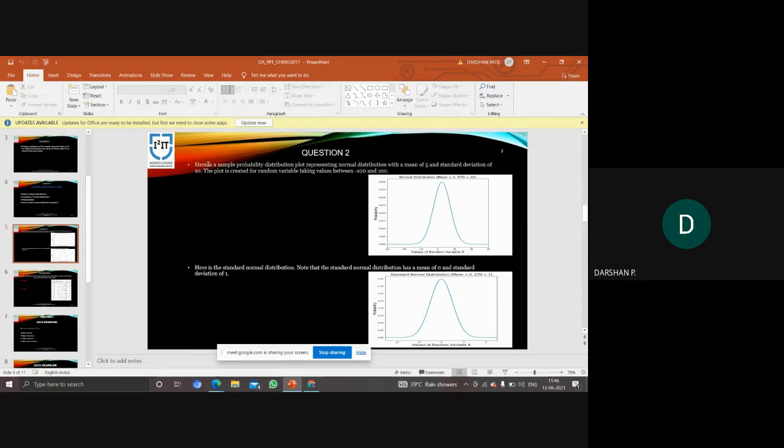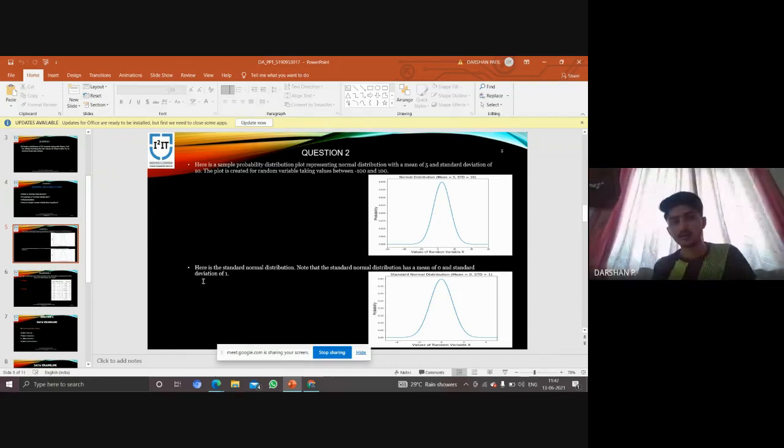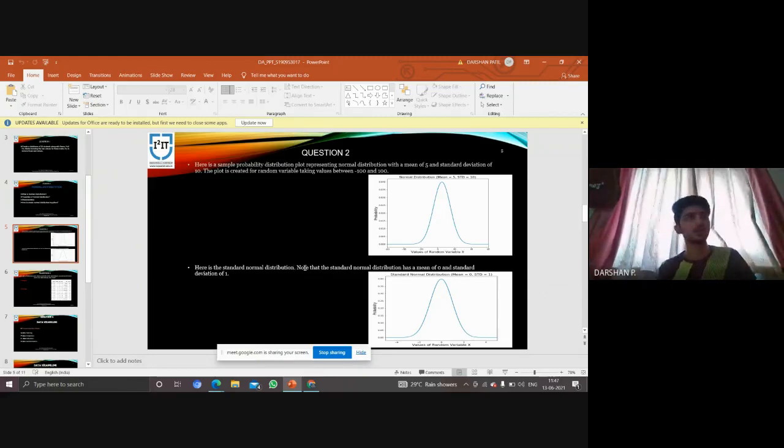We can take an example here: a simple probability distribution plot representing the normal distribution with a mean of 5 and a standard deviation of 10. It is symmetrical at the center, and here is how we can use the normal distribution in Python, where the mean value is 0 and the standard deviation is 1.